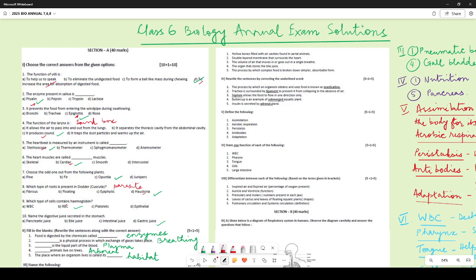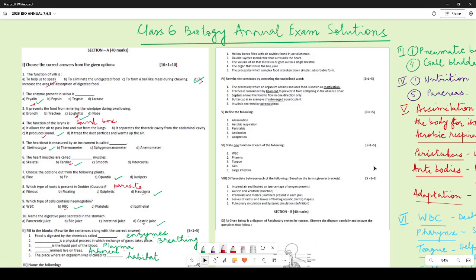Which type of cells contains hemoglobin? RBC, the red blood cells, and it's the hemoglobin which gives it the red color. Name the digestive juice secreted in the stomach. Gastric juice. Fill in the blanks. Food is digested by the chemicals called as enzymes. Dash is a physical process in which exchange of gases takes place. Breathing. Dash is the liquid part of the blood. Plasma. Dash animals live on trees. Arboreal. The place where an organism lives is called its habitat, right?